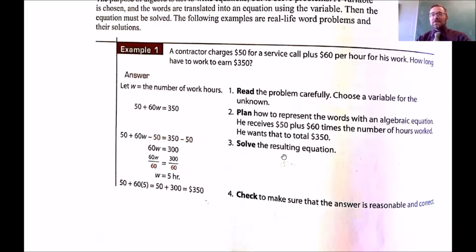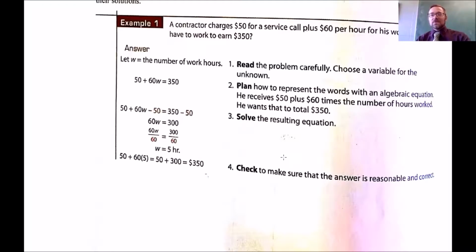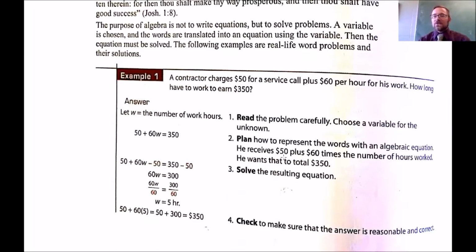As it applies to math and a word problem, you've got something like this example right here. A contractor charges $50 for a service call plus $6 per hour for his work. How long, it should say, will he have to work to earn $350?